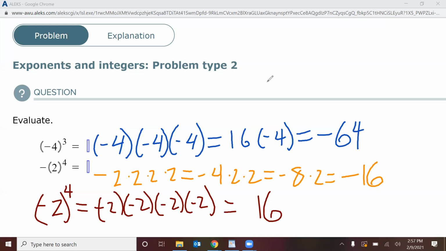So one question remains: how come on the first problem, when the negative sign was also inside the parentheses, we still got a negative answer? That was because the exponent was odd. So we had an odd number of factors multiplied together. But on the last one we did, there was an even number of factors multiplied together. And if you multiply an even number of negative numbers together, you get a positive.